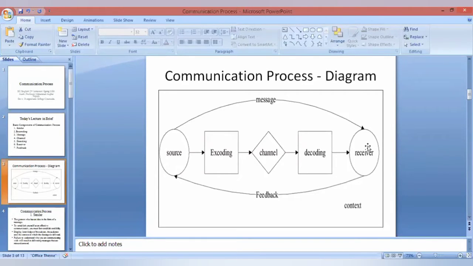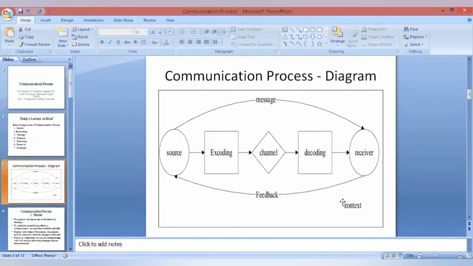So the receiver or recipient, after understanding the message, gives feedback or response in the form of a message, in the form of a reply to the sender, to the source, in the same context, keeping in view the context in which the message has been initiated.